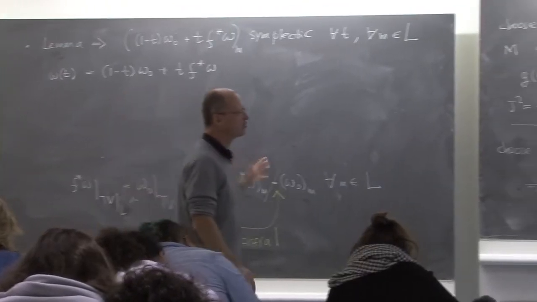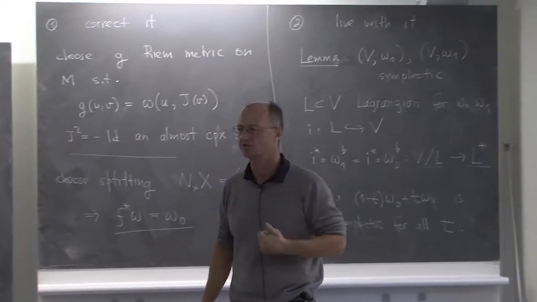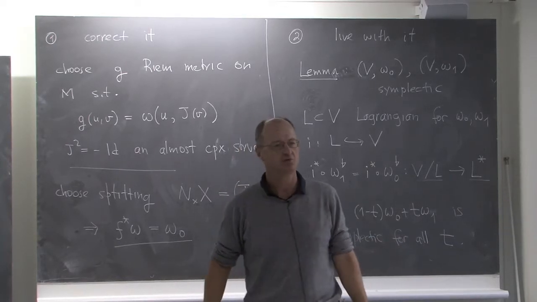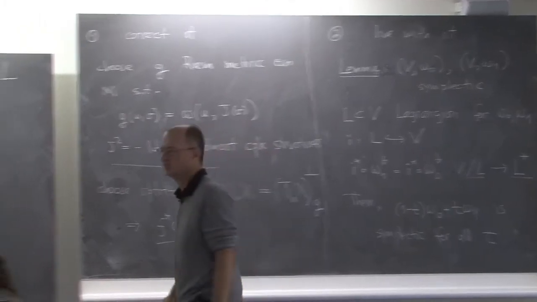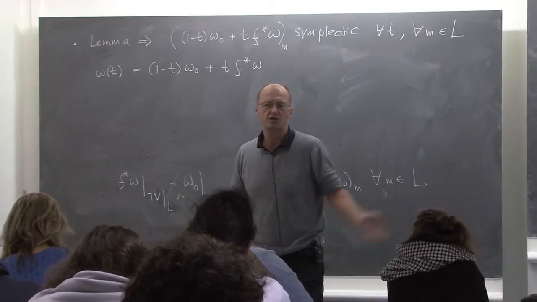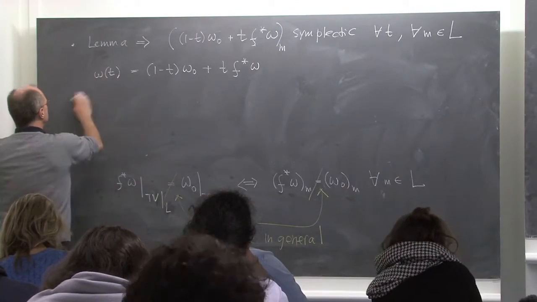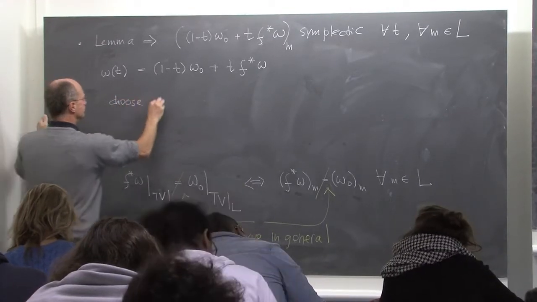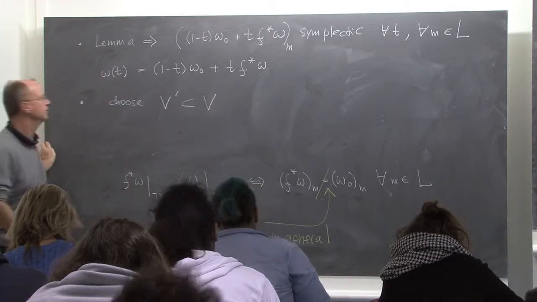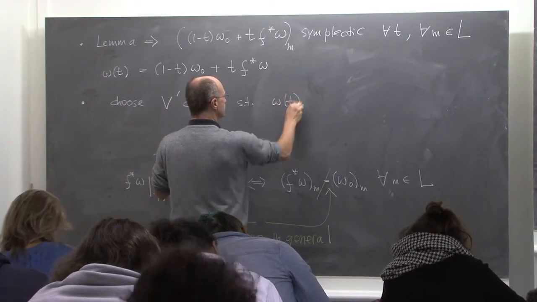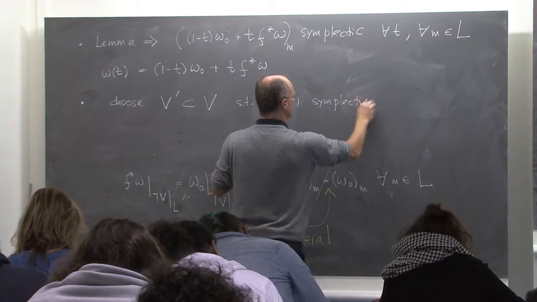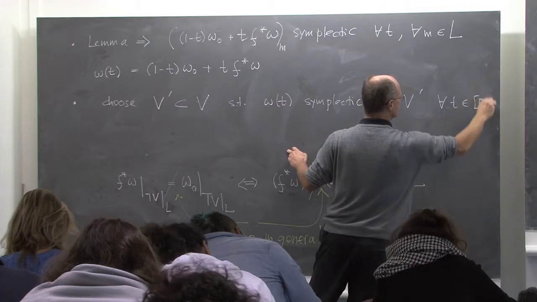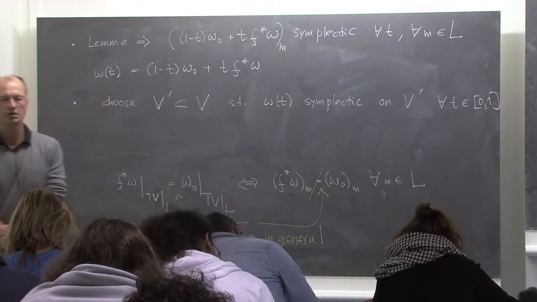So all the difficulties, all the problems, all the setup are concentrated in the first hour and in this discussion. From now on, we basically repeat almost verbatim what we were saying about Darboux last time. After all, we have this tool, the Moser lemma. Now we just use the Moser lemma. So let me just spell out the steps. We choose perhaps a smaller neighborhood V prime in V such that omega of T is symplectic on V prime for all T in [0, 1].